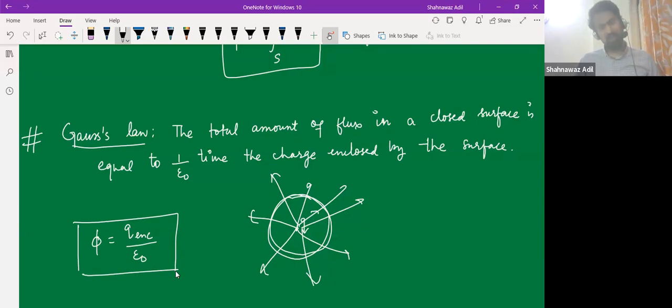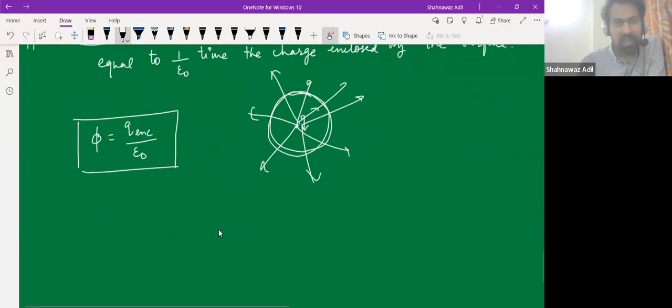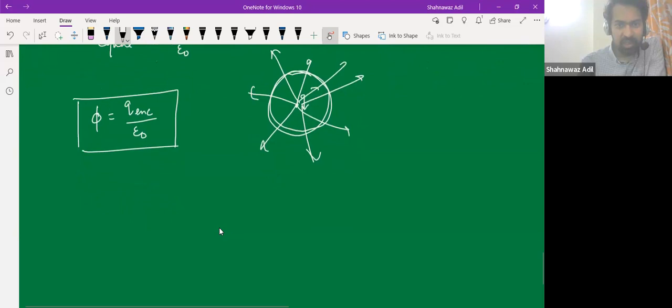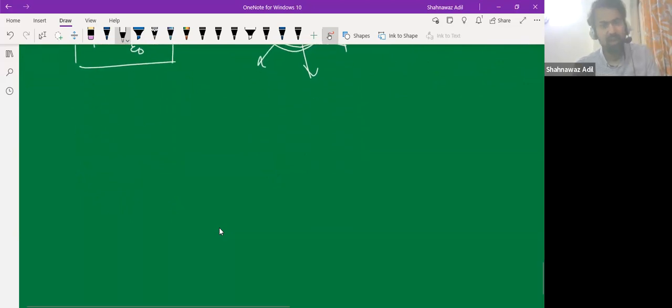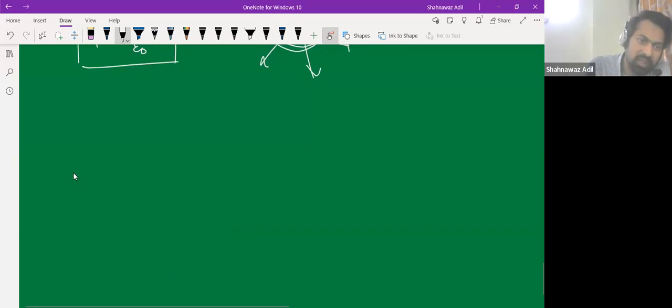Is this thing clear? Yes, sir. Okay, so we use this Gauss law for two kinds of system. One is the discrete system, right? We talk about the continuous system at some point later. So first, let us talk about the discrete.